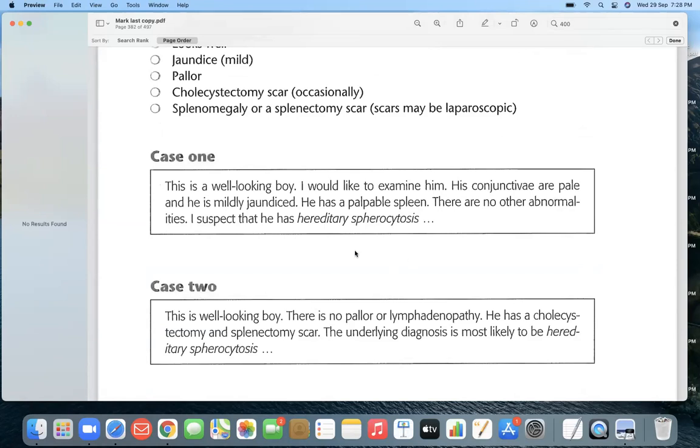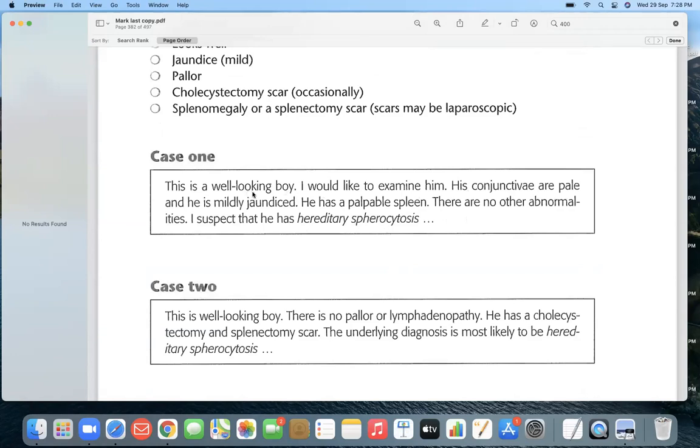So there are two cases they have told. This is a well-looking boy. I would like to examine him. His conjunctivae are pale and he's mildly jaundiced. He has a palpable spleen. There are no other abnormalities. I suspect he has hereditary spherocytosis.